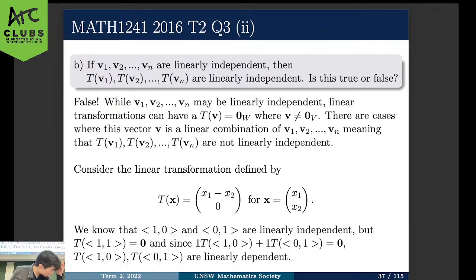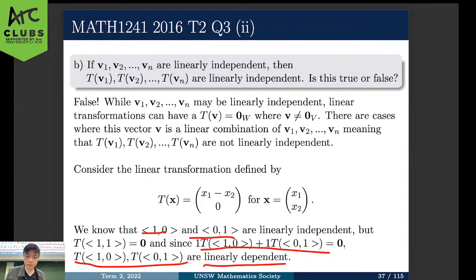And then what we can do is we can actually put this vector in terms of our two vectors right here. And what we've shown is that there exists a non-zero solution for the linear combination of the transformations when it's equal to 0. And that essentially says these two vectors are linearly dependent.